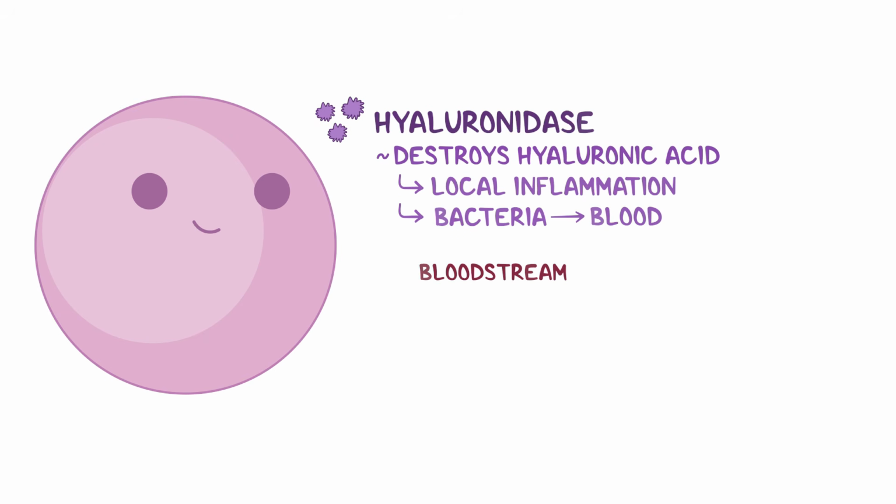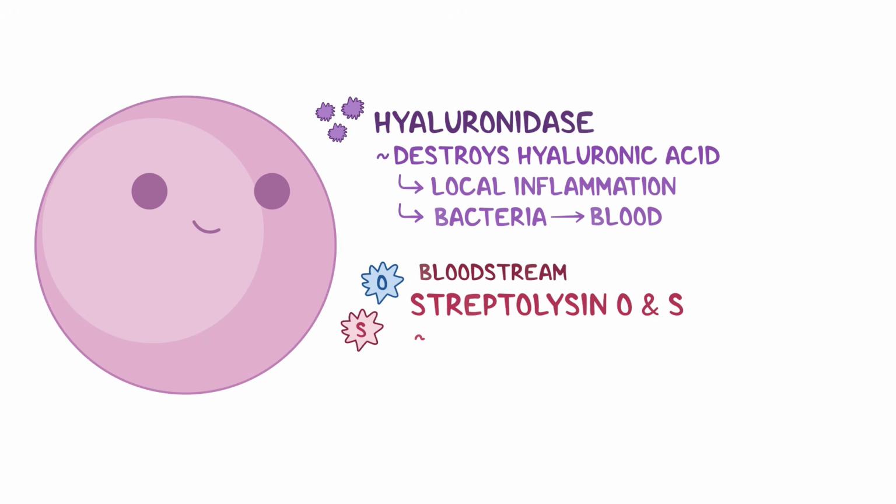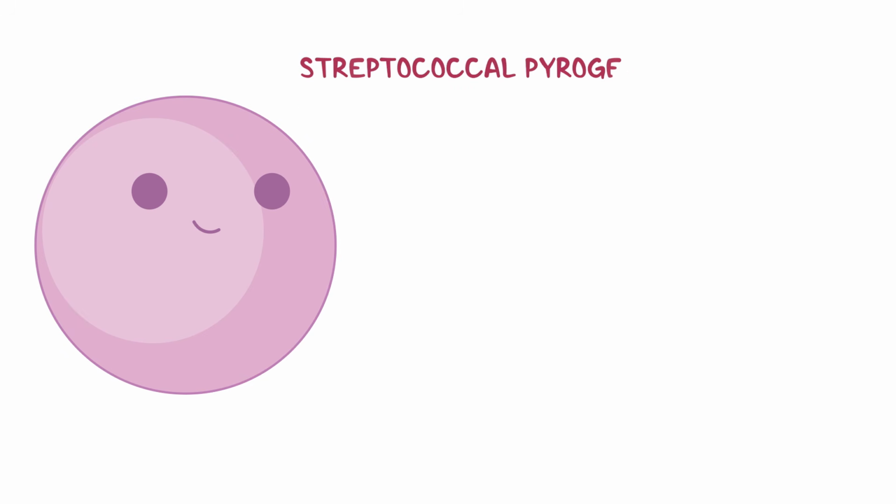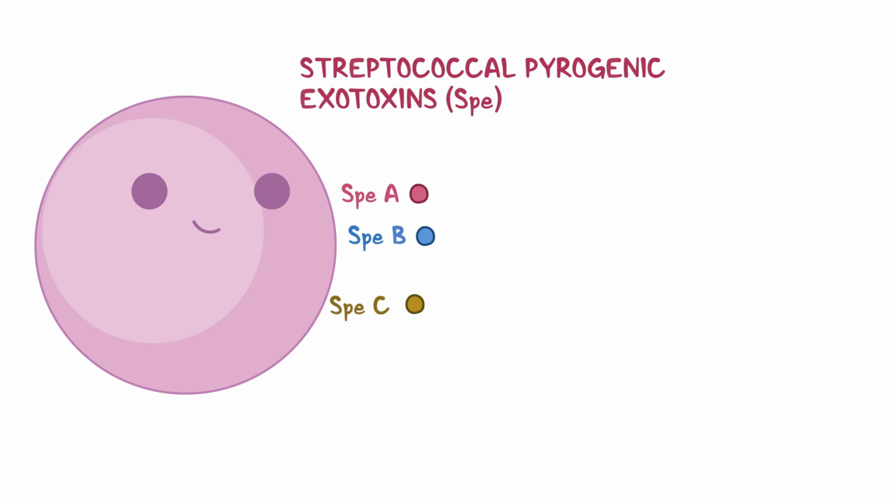In the bloodstream, strep pyogenes uses streptolysin O and S, which are toxins that cause hemolysis, or red blood cell destruction. It also uses erythrogenic toxins that are also called streptococcal pyrogenic exotoxins, or SPE for short, which come in 3 flavors: SPE-A, SPE-B, and SPE-C. This leads to increased hemolysis in the dermal and submucosal blood capillaries.